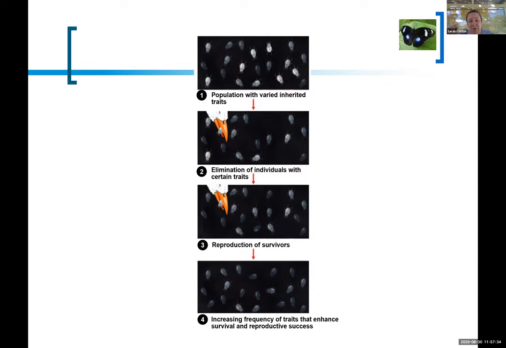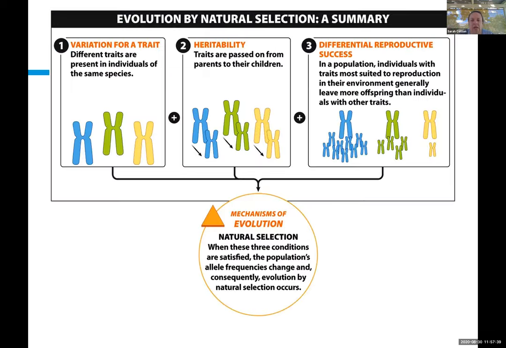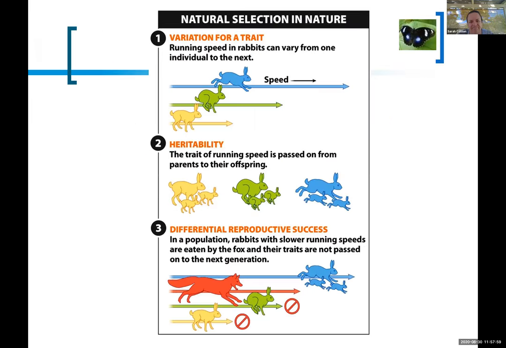So let's go back and think about what population means again. All right, this is a little infographic that summarizes what we've been talking about. When these three conditions are satisfied, the population's allele frequencies change. What the heck is an allele frequency? You don't know that yet, but that's okay. We'll get to that in a minute. Okay, there we go. There's another graphic if it helps. I'm not going to go through it because I think I explained it well.